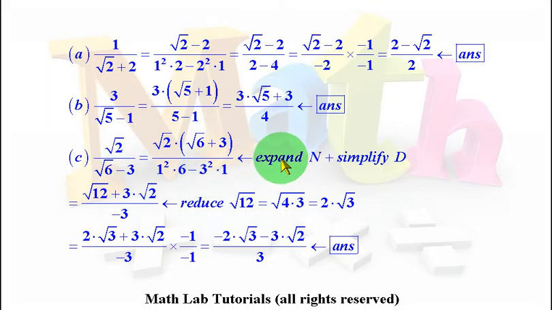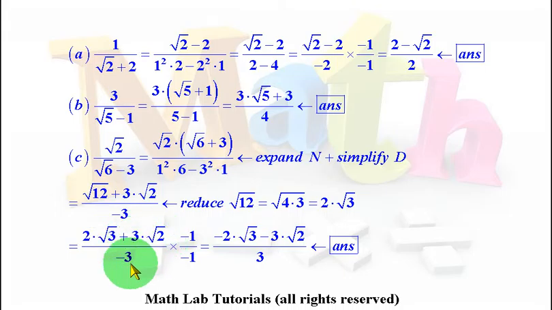Now all you have to do is expand the numerator and simplify the denominator. When we expand the numerator, we get root 12. And we get root 2 times 3 is 3 root 2. And on the bottom, we get a 6 minus 9, which is minus 3. And now on top, I notice that root 12 can be reduced. Root 12 can be written as the square root of 4 times 3. And then the square root of 4 is 2, so we get 2 root 3. And then in the last line, we get 2 root 3 plus 3 root 2, all over minus 3.